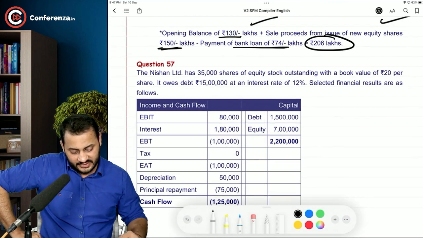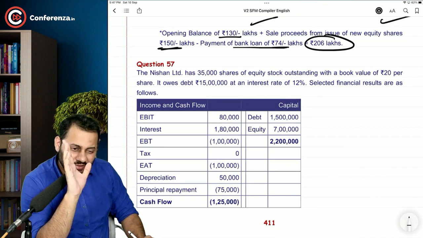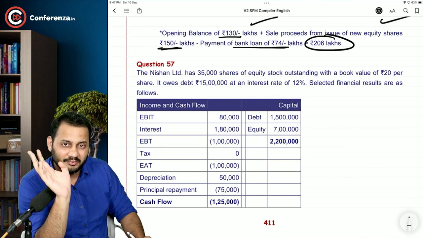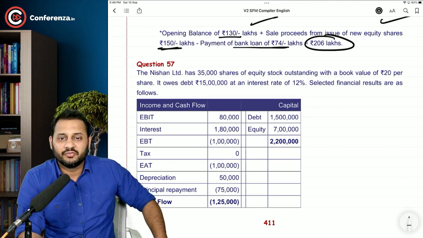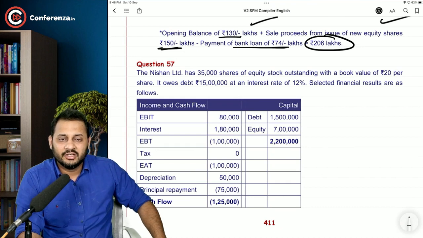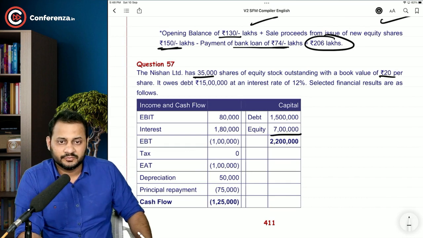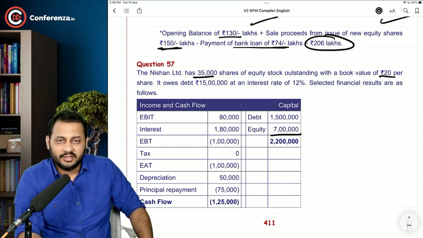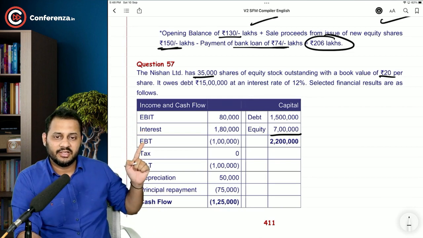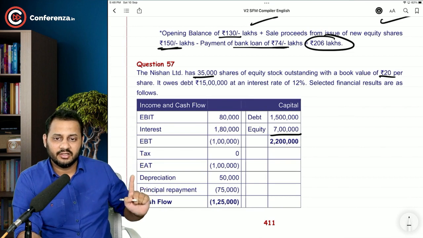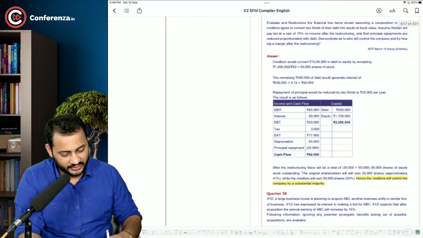Next question, an easy one. Just take the previous question, remove it from your mind and focus on the new one now. Nishan Limited has 35,000 equity shares outstanding with a book value of rupees 20. So 35,000 into 20 is 7 lakh. It owes debt of 15 lakh at an interest rate of 12%. Selected financial results are as follows: EBIT, interest, EBT is negative, no tax, EAT, depreciation, principal repayment, cash flow. Okay, negative cash flow, you can see.